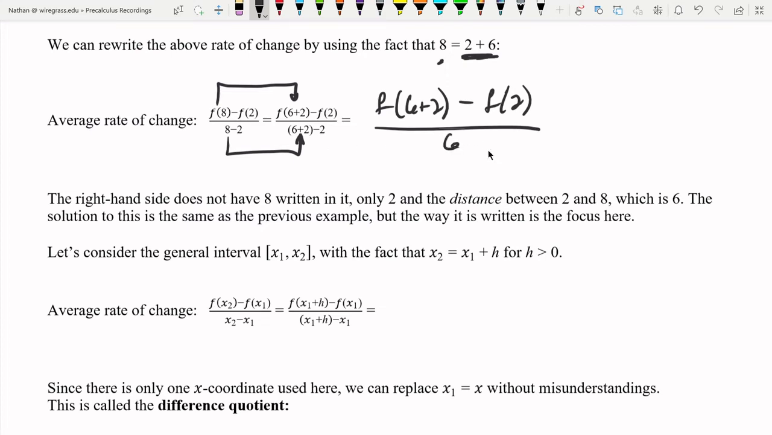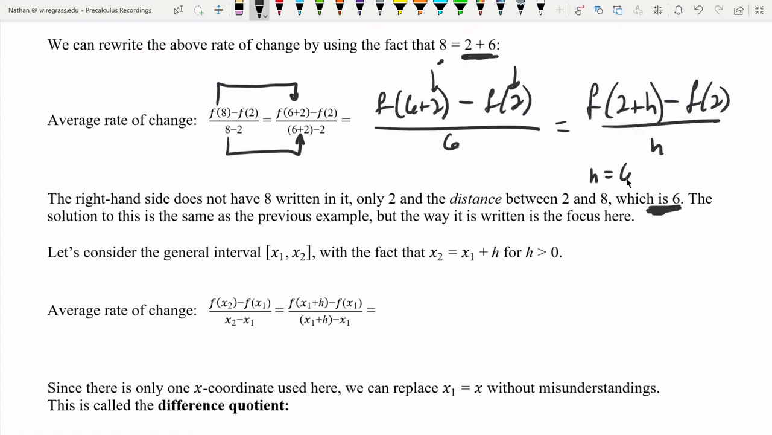And I've written this instead of looking at the final minus the initial, I looked at the distance between the final and the initial, which is 6. I've only used the initial value and the distance from the initial value. Typically, this will be written as h. So the initial value is 2. I'm going to write it like this, 2 plus h. I'm just changing 6 to h and flipping it around. f of 2 plus h minus f of 2 over h. So, of course, h is 6 here.